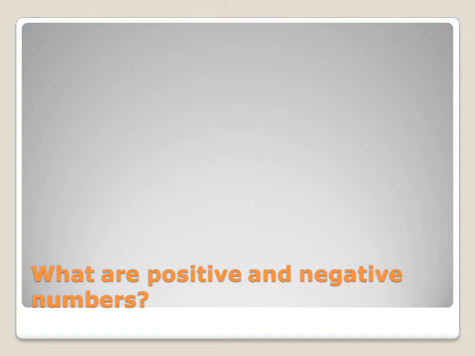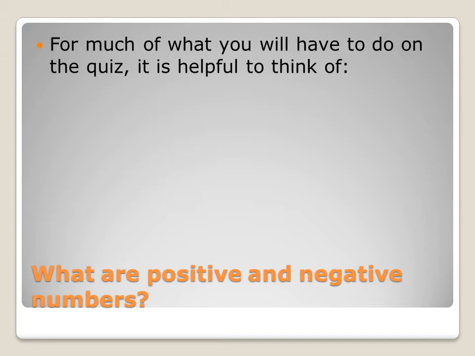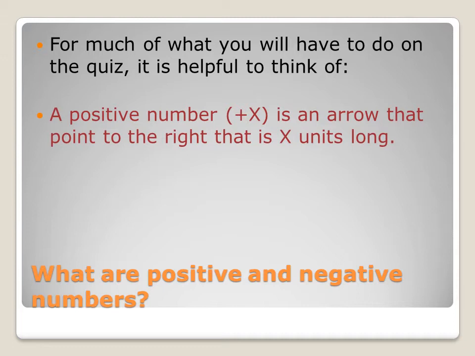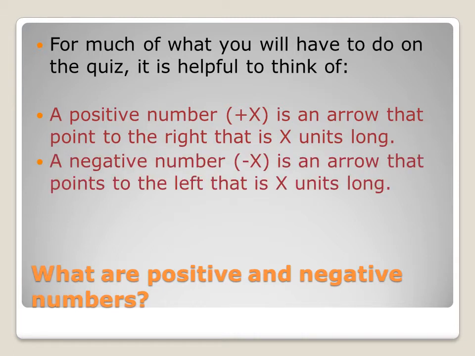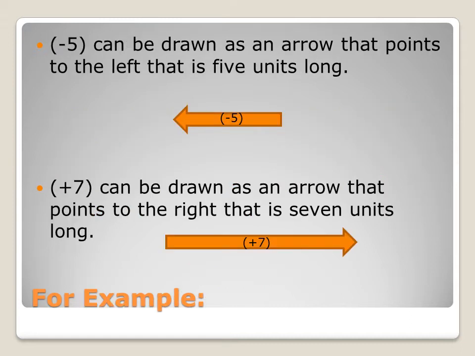So first, let's go back to the very first day where we discussed what we mean when we say positive and negative numbers. We want to picture that a positive number, let's say positive x, is an arrow that points to the right, that's x units long. And a negative number, negative x, is an arrow that points to the left, that's x units long. So positive numbers are right-facing arrows, negative numbers are left-facing arrows, and the length of the arrows depends on what the number is.